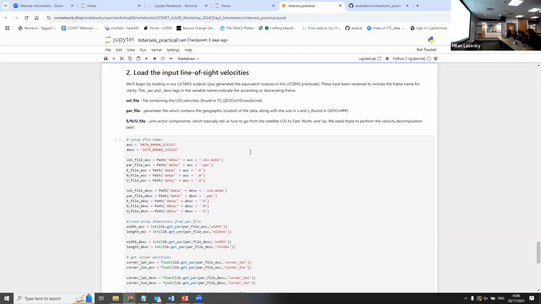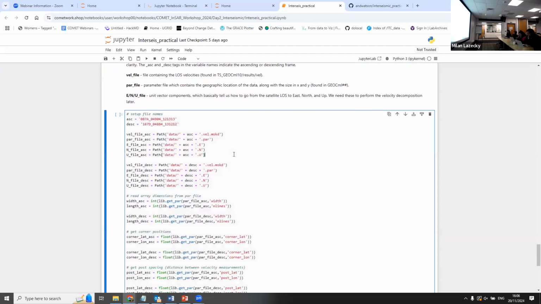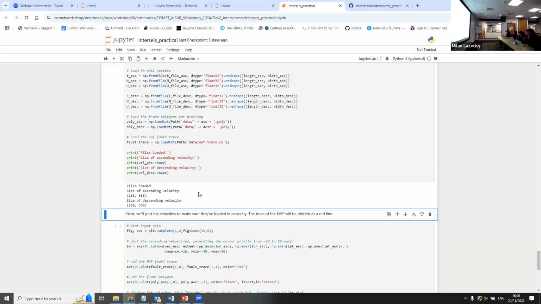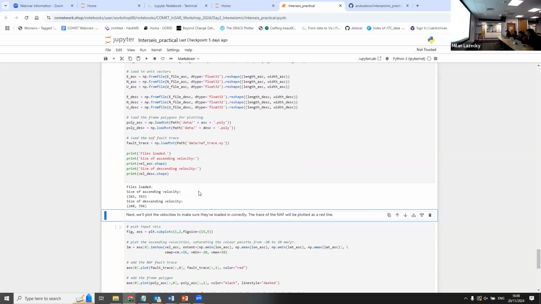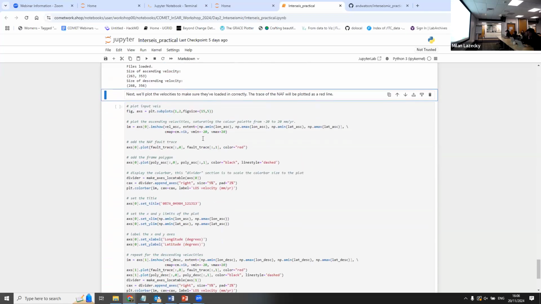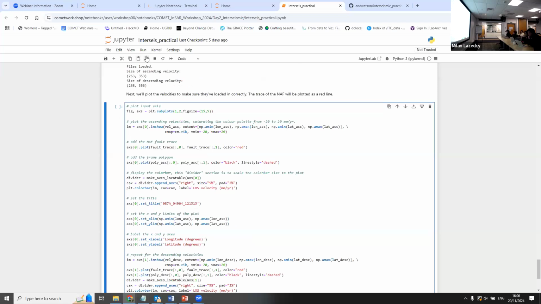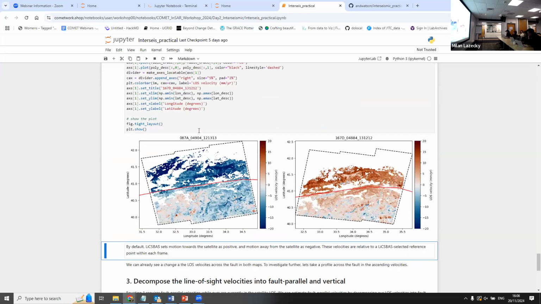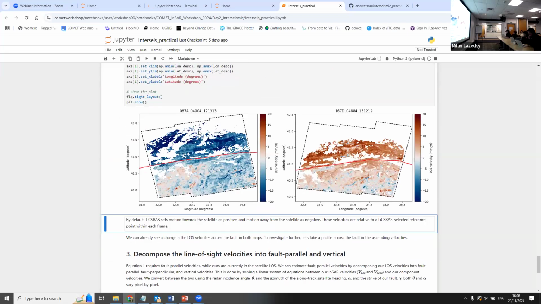So now let's plot the input line-of-sight velocities using 2 LiCSAR frames, one ascending and one descending. Let's load the velocities. And now let's plot the velocities and also the fault trends. So we will get figures like this. Let's look at these 2 figures. You can see 2 different colors in these figures. You can see red and blue.